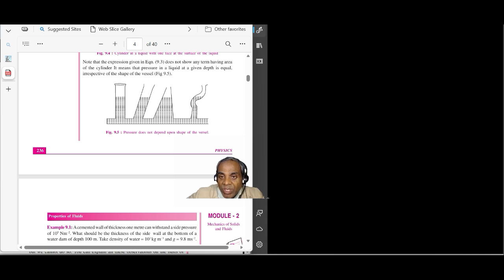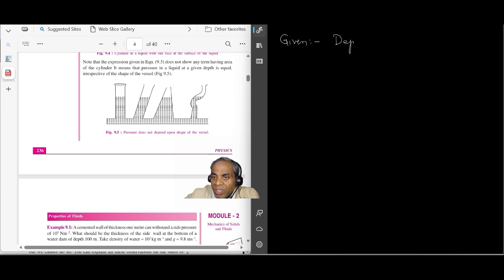they are giving us the depth of 100 meters. So we are focusing on depth h. I'll write it like this, given. What should be the thickness of the side wall? Let's first ignore that. Bottom of a water dam of depth. So depth is first our area of interest. So depth h is equal to 100 meters.